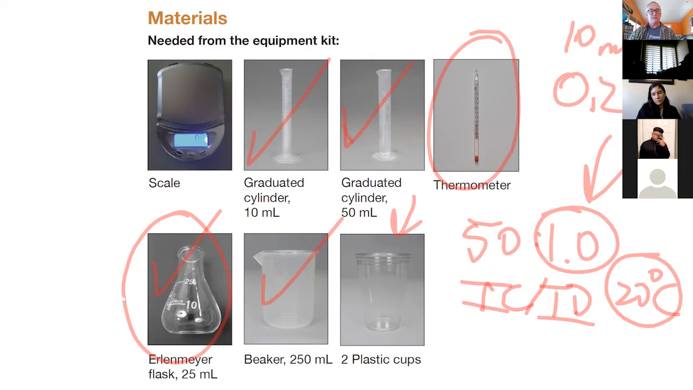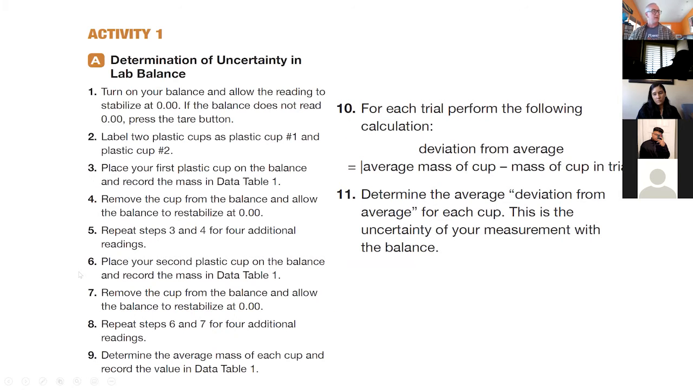So where do we start? The first one is really, really straightforward. We're just going to measure the mass of 2 different plastic cups 5 different times. So you turn on the balance, you hit tare, you let it stabilize to 0, measure the mass of the plastic cup, write down the measurement, and then do it 4 more times, for a total of 5 measurements.